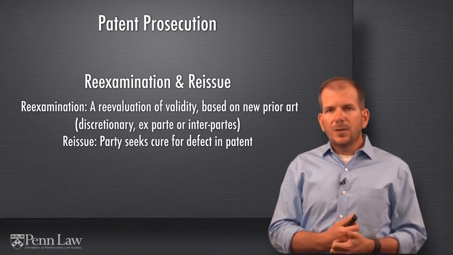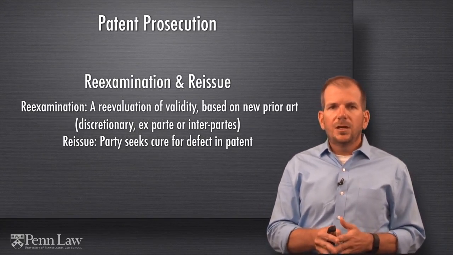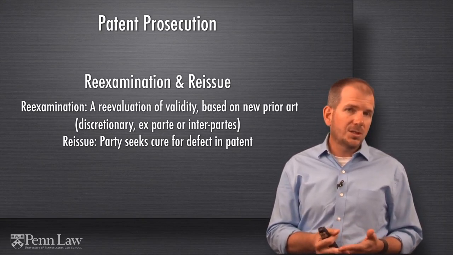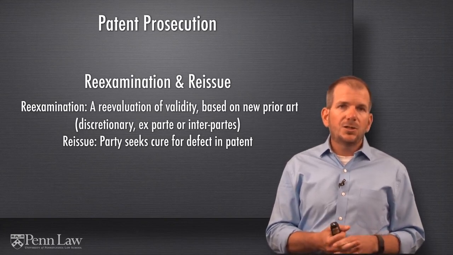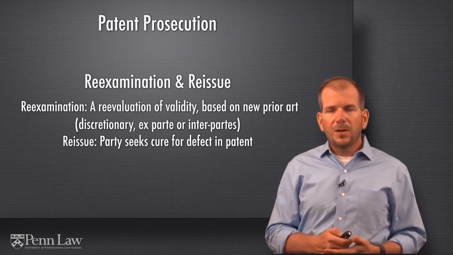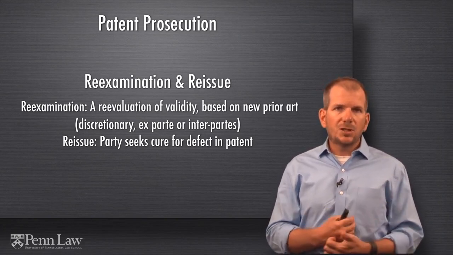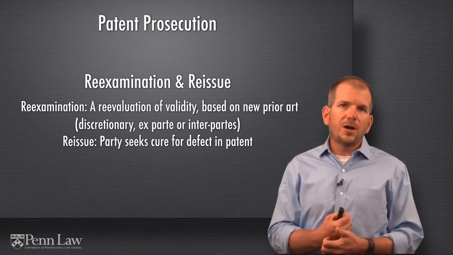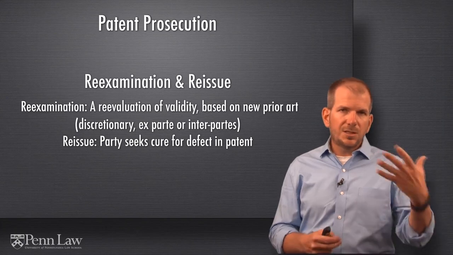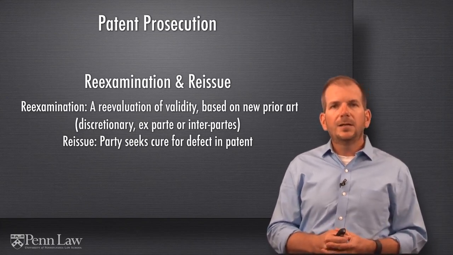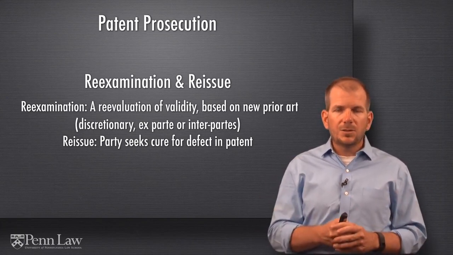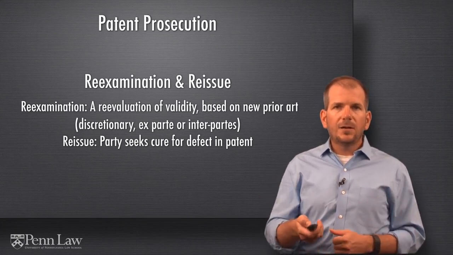The re-examination and reissue processes are an opportunity for the Patent Office and, in some cases, the patentee, him or herself, to get a do-over on the patent prosecution phase. The re-examination is a re-evaluation of validity based on new prior art, typically. The reissue is where the party to the patent itself seeks to fix some kind of a problem with the patent. These re-examination and reissue processes have expanded in recent years, and we'll talk a little bit about that later in the course.